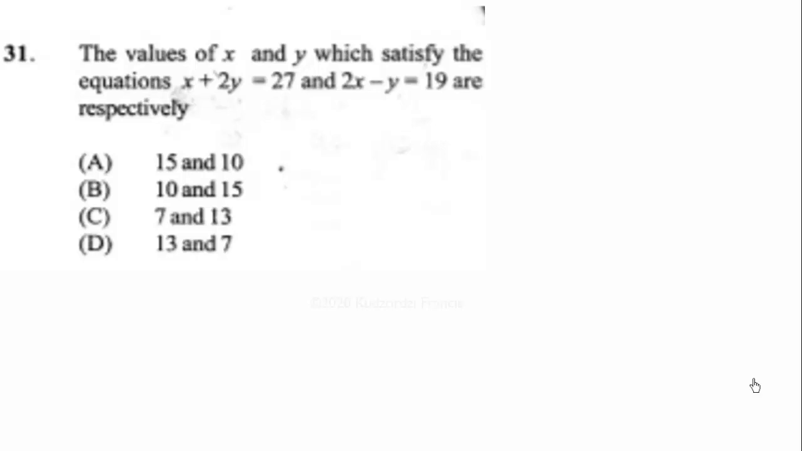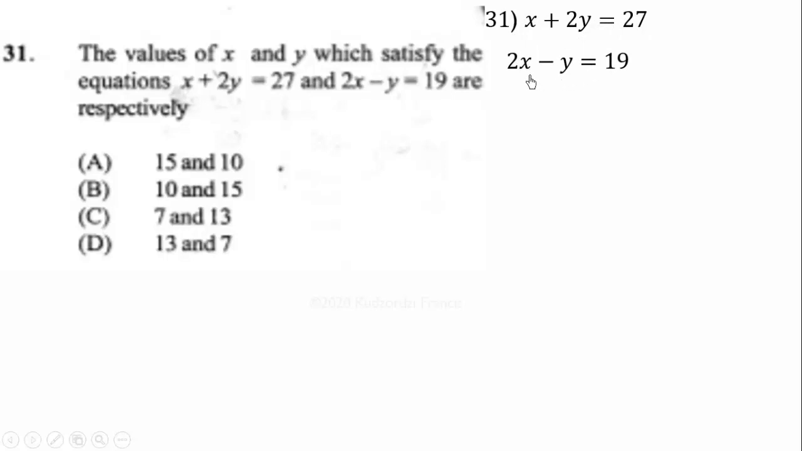We now continue with the solution of the 2010 paper. The values of x and y which satisfy the equations x plus 2y equals 27 and 2x minus y equals 19 are, respectively... So the equations given to us are x plus 2y equals 27 and the second equation is 2x minus y equals 19.